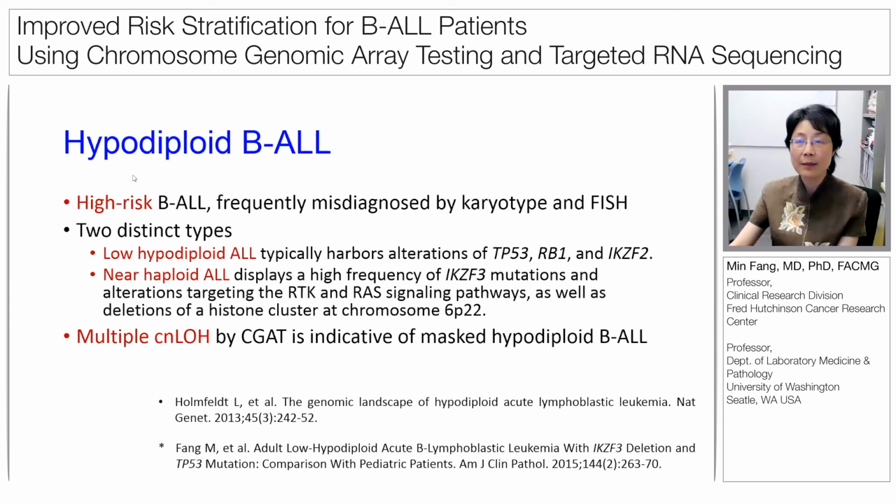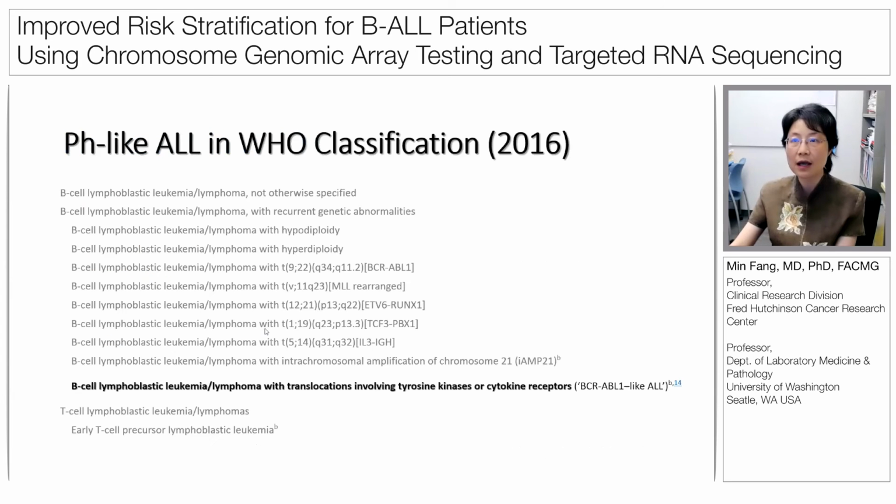So for BLL, hypodiploid BLL is a high-risk BLL category with either low hypodiploid BLL or the near haploid type. Oftentimes for masked hypodiploid BLL, you can see multiple copy neutral loss of heterozygosity tracks by CGAT, giving you a clue. We previously published in this area, and I didn't want to talk about it too much here. Rather, I'd like to focus on the pH-like ALL category.